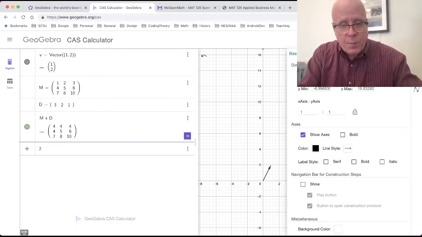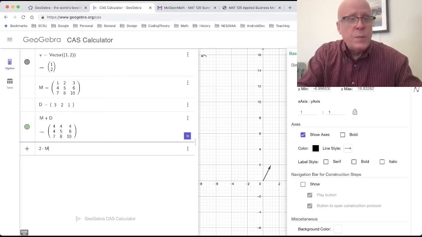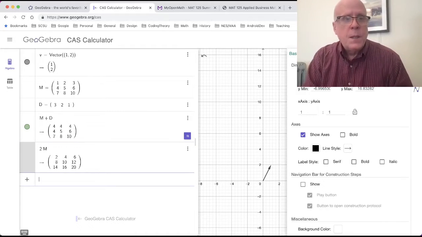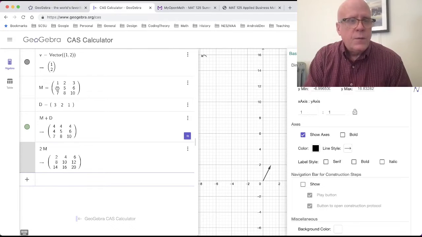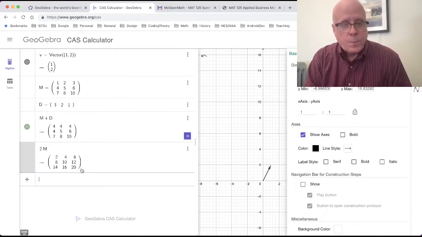Well, we talked about multiplying by numbers. Let's see what 2 times M looks like. See how it did that? 1, 2, 3 became 2, 4, 6. 4, 5, 6 became 8, 10, 12. Each number in the matrix M got doubled.